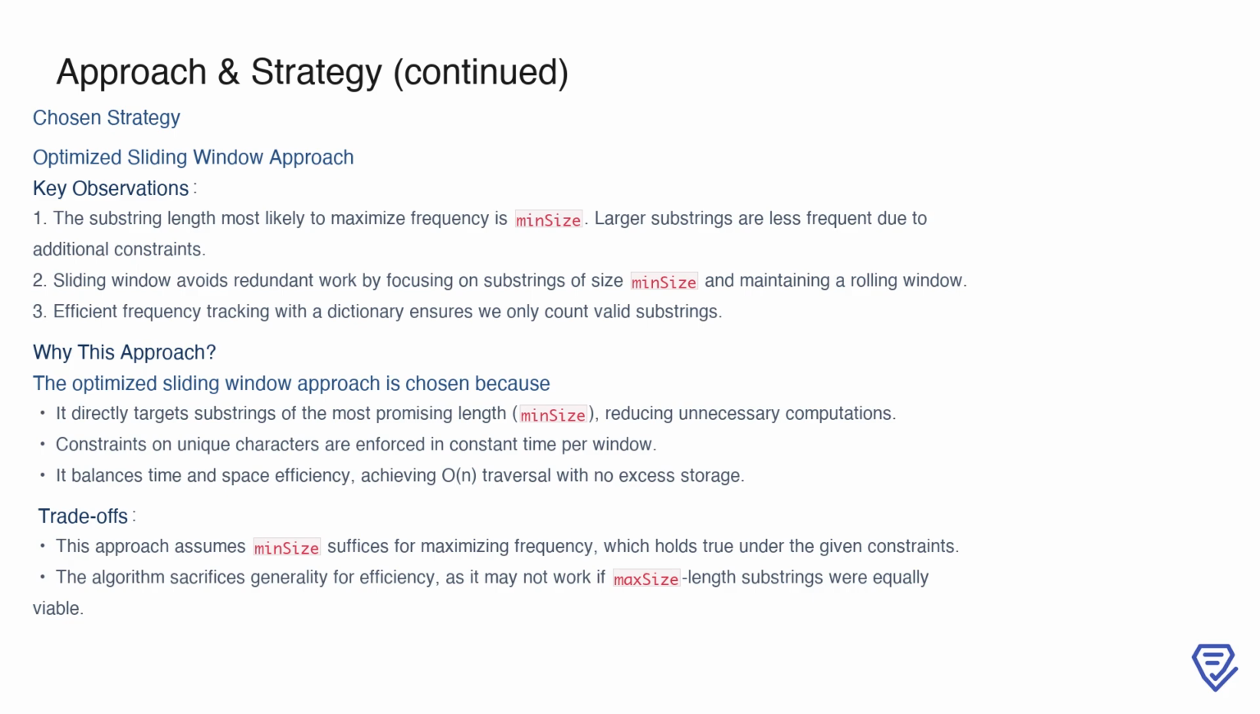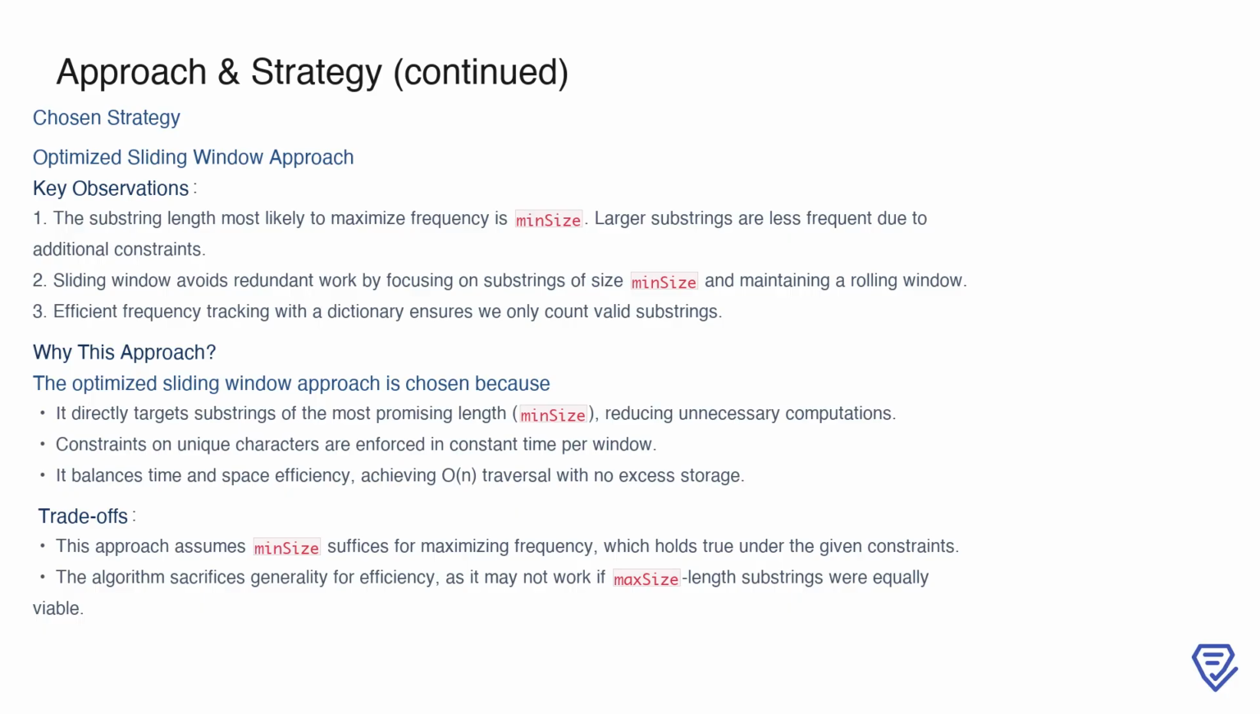to regenerate overlapping substrings. Third, by using a dictionary for frequency tracking, we ensure that only valid substrings are included, and this validation is performed in constant time for each window. This approach is chosen because it directly targets the most promising substrings, making it computationally efficient. It enforces constraints on unique characters seamlessly within the sliding window framework, achieving a balance between speed and memory usage.